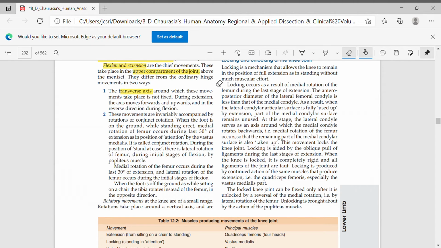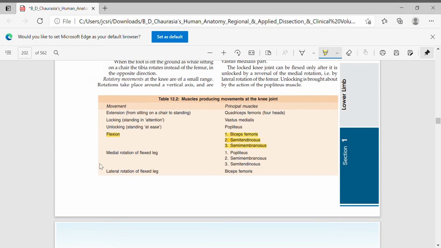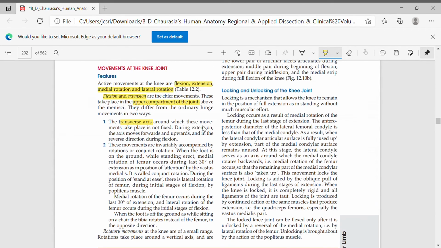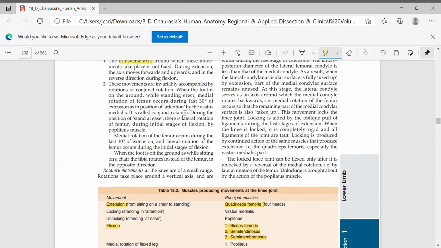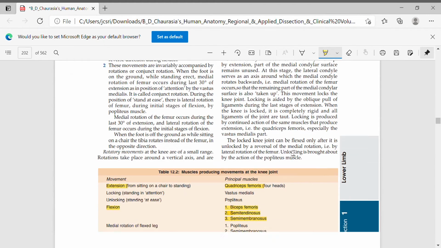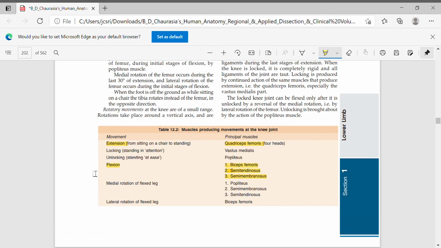Similarly, you have another movement called extension. It is brought about by the quadriceps femoris muscle, which is not a hamstring muscle, but lies below the inferior gemellae. Next is your locking and unlocking.